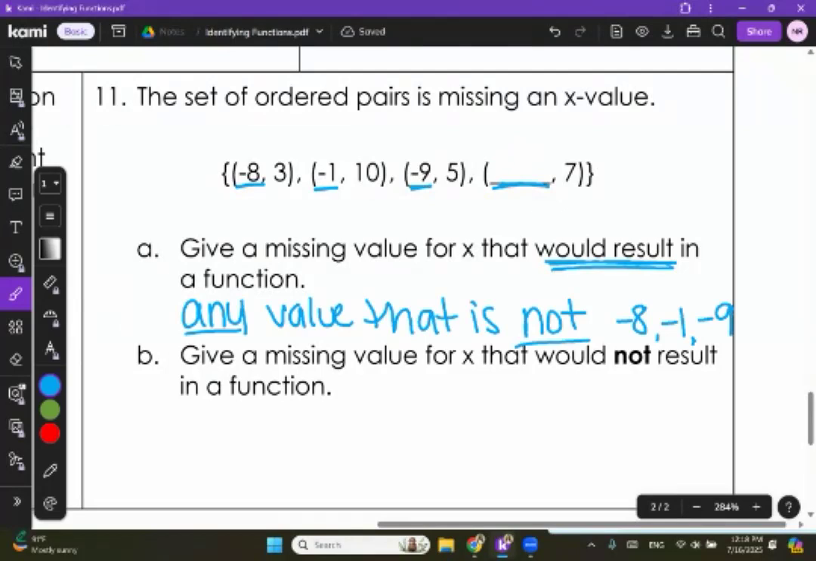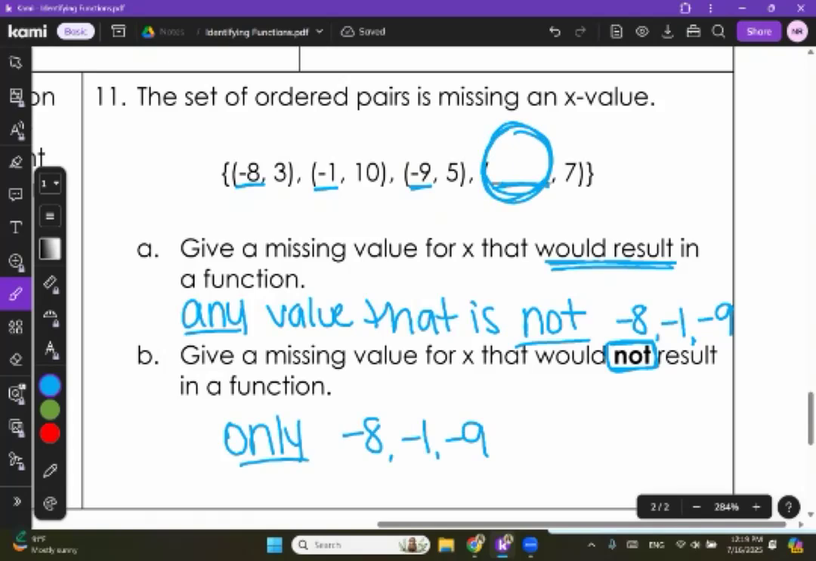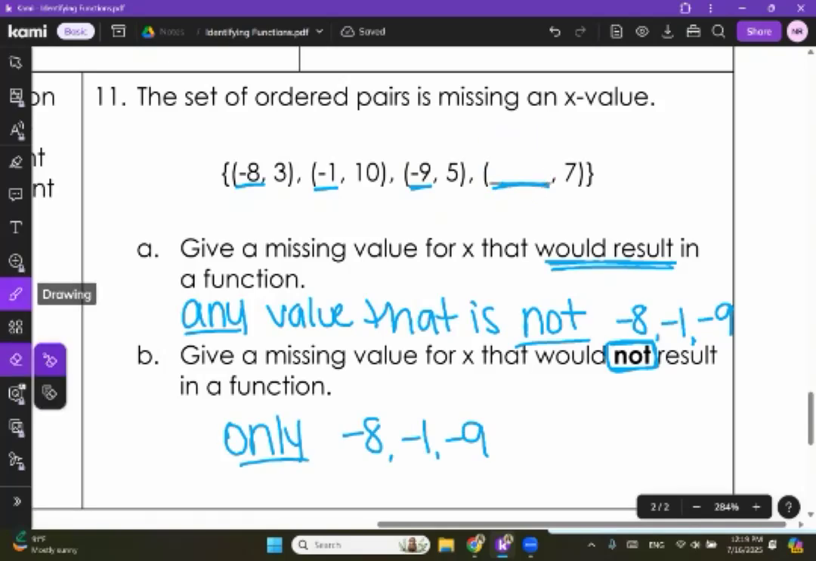Give a missing value for X that would not result in a function. Well, with this one, it's backwards. You only have those three options: -8, -1, -9. You can only put a -8, -1, or -9 in that spot in order for it to repeat, in order for it to not be a function. Okay. All right, time for you guys to practice. It is an easy practice, so make sure you're catching up on whatever you need to catch up on.